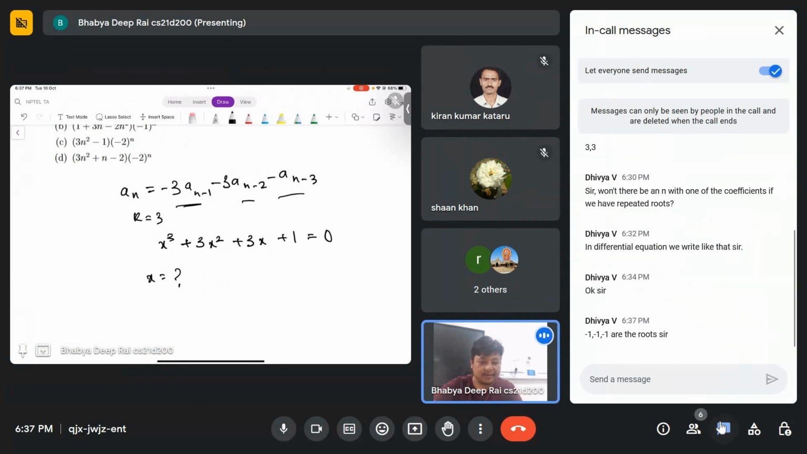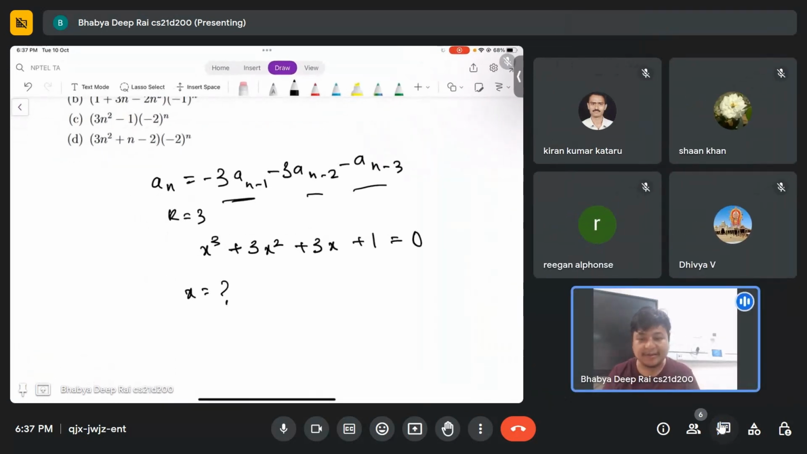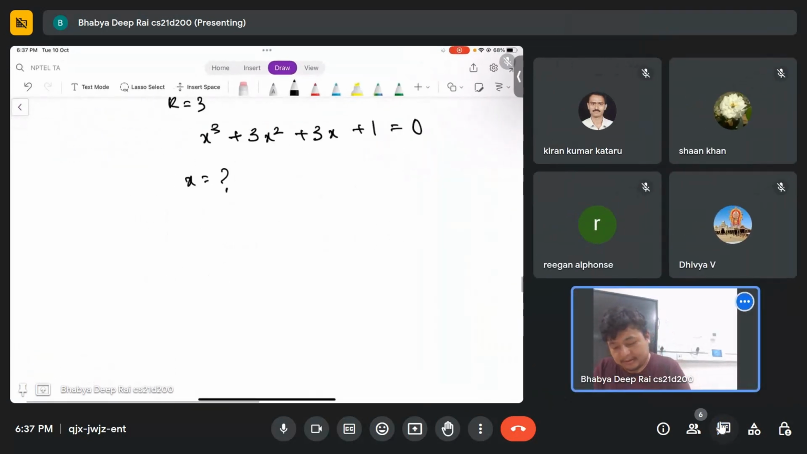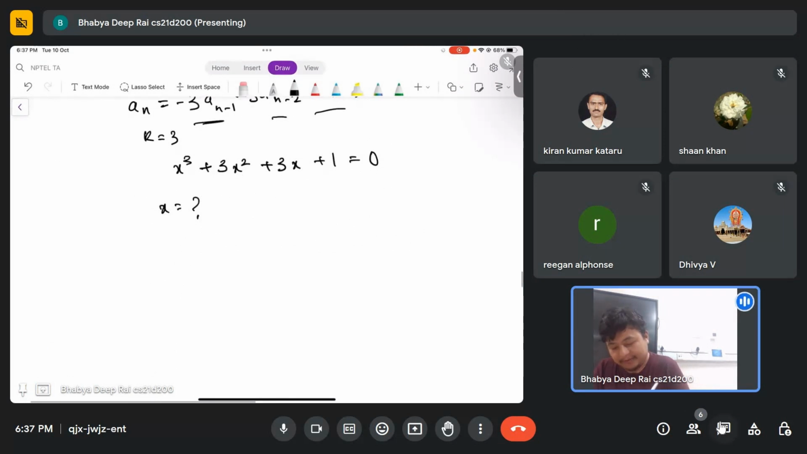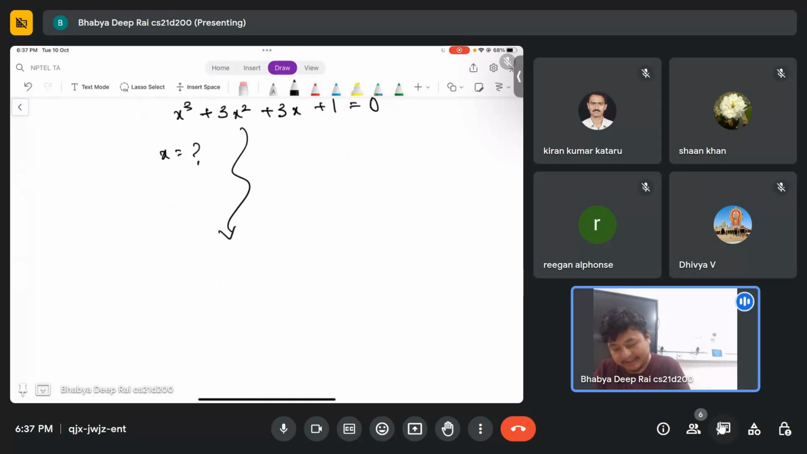Minus 1, minus 1, minus 1, other roots. Yeah, that's right. So if we stare at it, we'll realize the following fact. x cube plus 3x square plus 3x plus 1 is equal to 0.